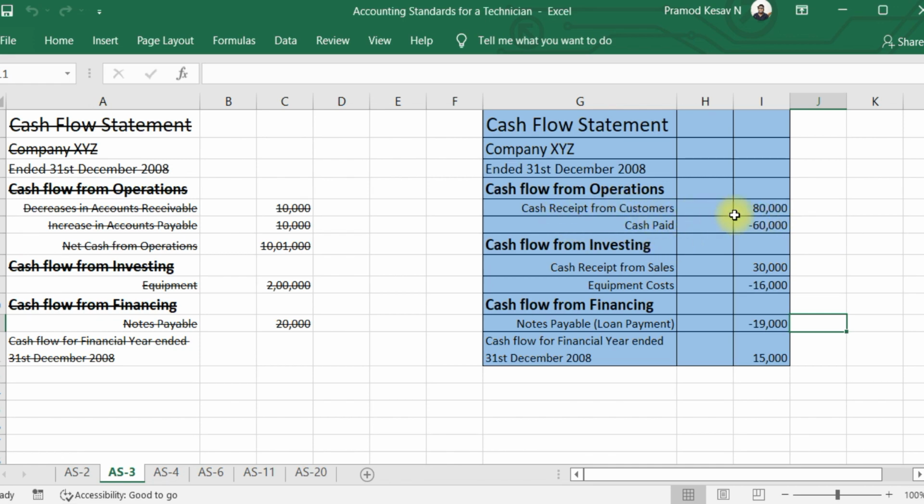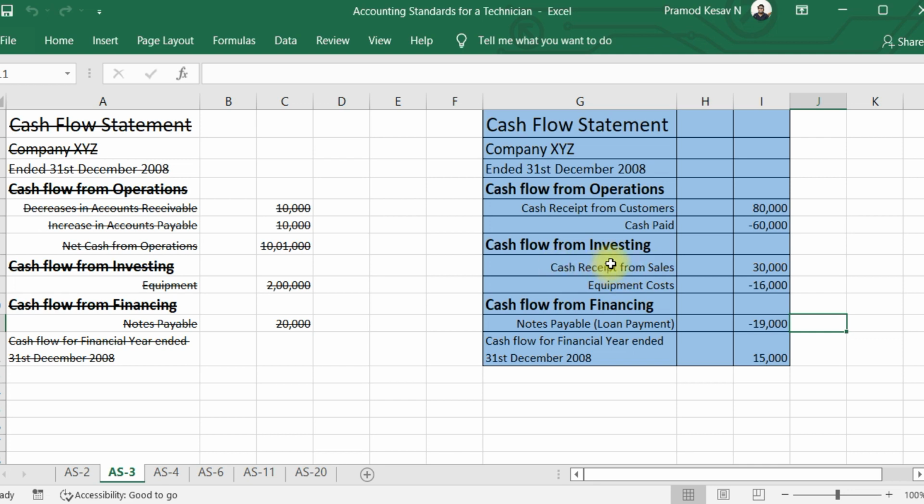Cash receipt from customers is recorded as positive and cash paid is recorded as negative, which is an outflow of cash or outgoing cash flow. When the outgoing cash flow is subtracted from incoming, we reach the net cash flow for operating activities. In this example, the net cash flow is positive, which raises no concern for the business.